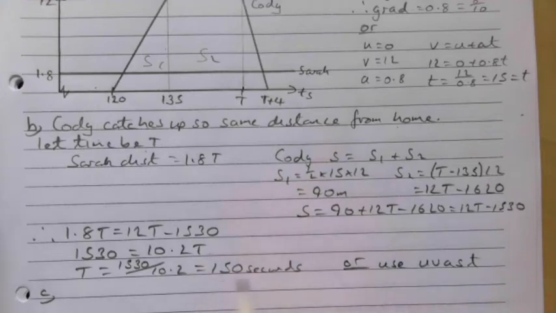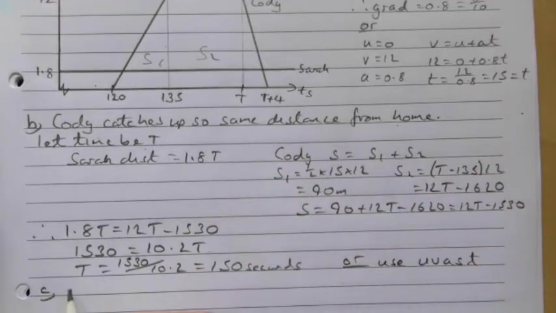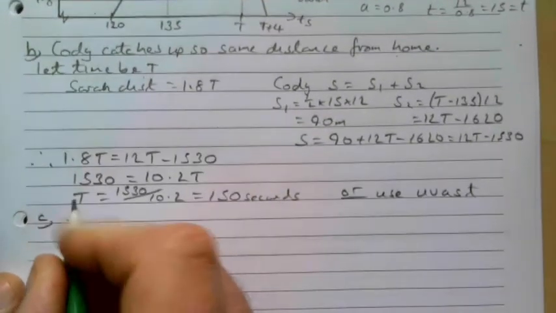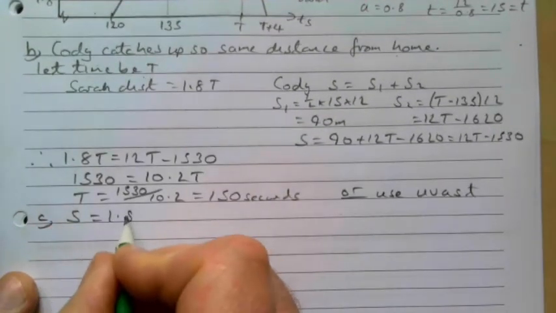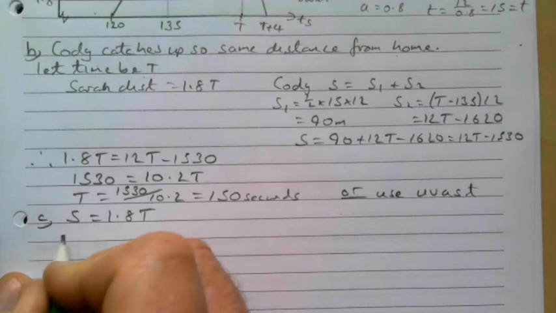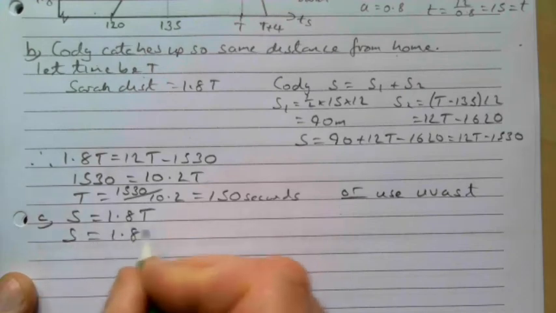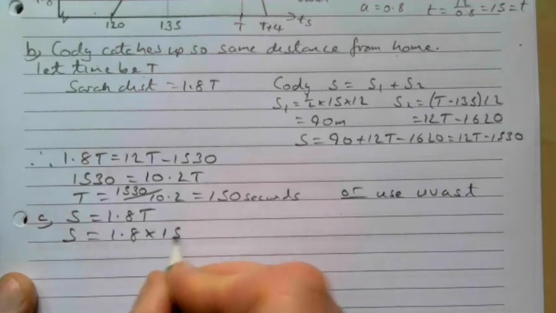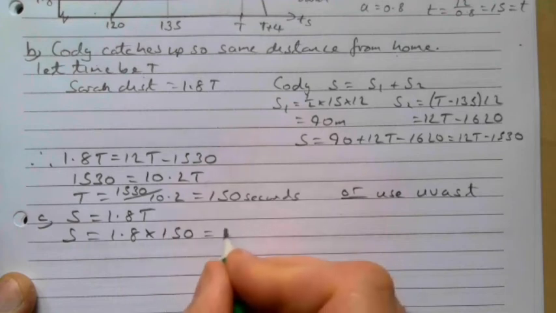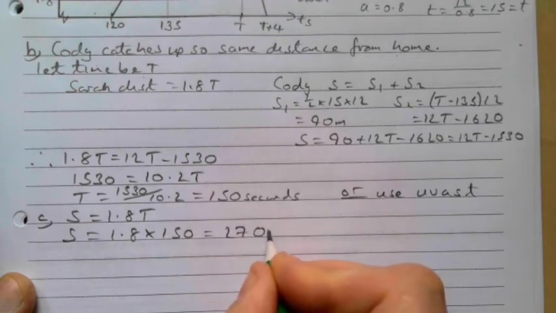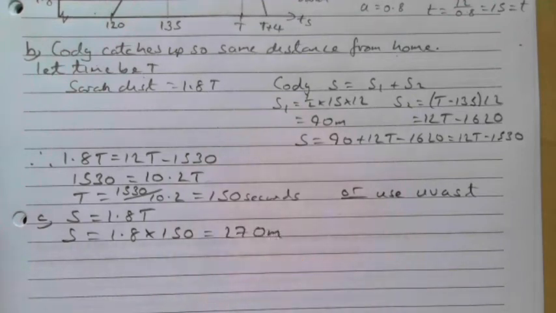So we know it's 150 seconds, so it's just a case of working out then the distance. The easiest way is to do it with Sarah's one. Sarah's is 1.8t, so Sarah is 1.8 multiplied by 150, and that then is going to be 270 meters.